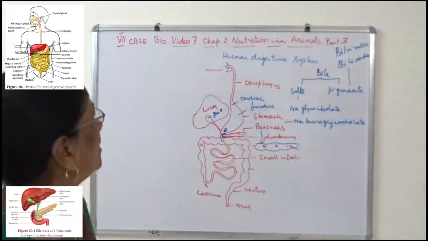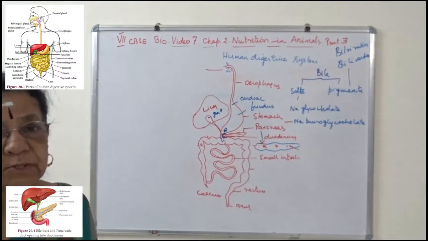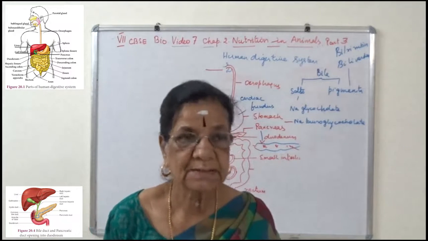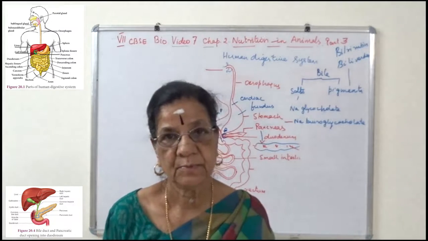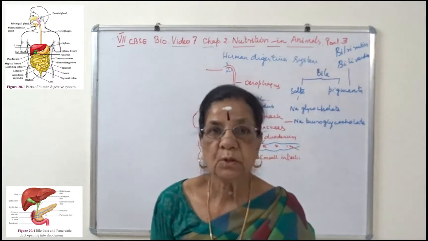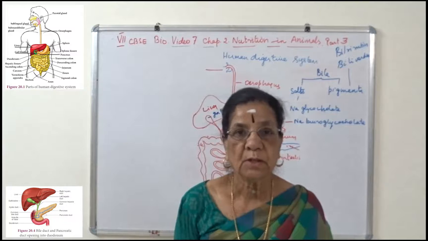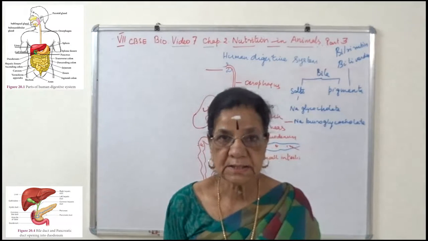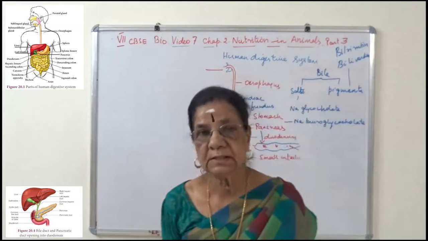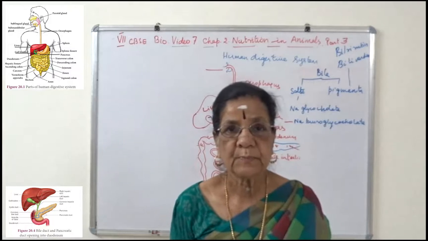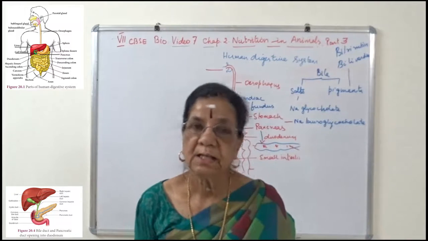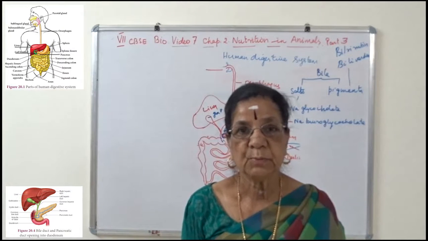Today we are going to do video number 7, where we continue Chapter 2, Nutrition in Animals, as part 3. We have been doing Nutrition in Animals in part 1: what is nutrition, what are nutrients, and the stages or steps involved in nutrition: ingestion, digestion, absorption, assimilation and egestion. I hope you remember that.